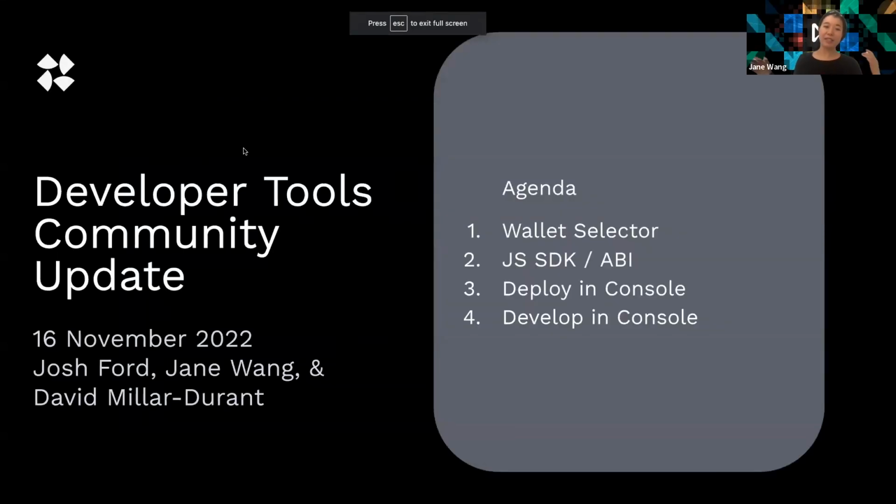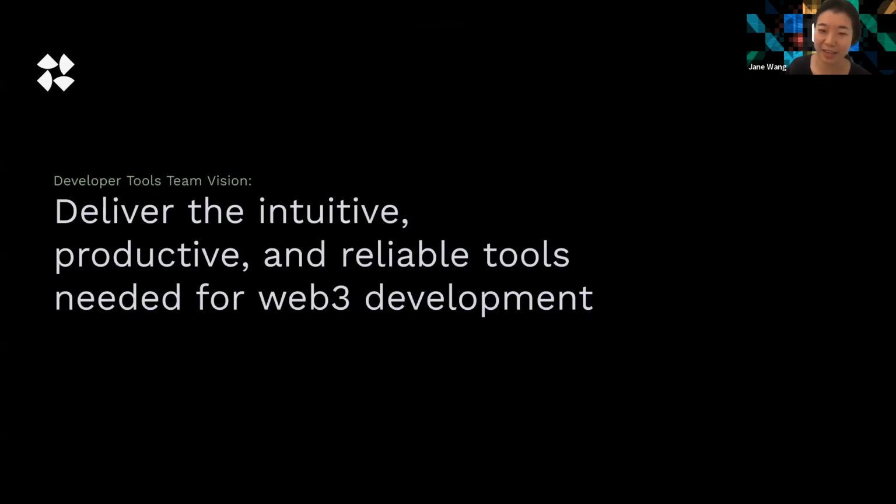All right, perfect. Yep. So today's agenda is we're going to talk about the wallet selector. And then David's going to talk about the JavaScript SDK and ABI. And then we'll switch on to the cool things that we're building in the Pagoda Console, including the deploy and the develop pipeline. So without further ado, let's get started.